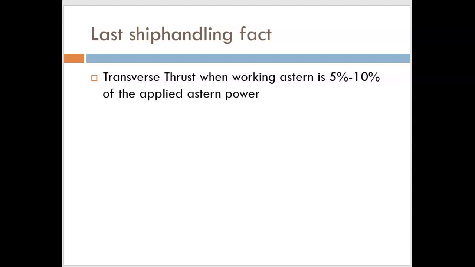And let's maybe use the word bollard force in there. If you've got 5 tons of force going astern, it's going to be about half a ton, maybe a quarter of a ton to a half a ton of thrust off to the side. So just remember that. Transverse thrust is 5 to 10% of the applied astern power, if that question ever comes up. Hint, hint. Okay, so I think we're all done.